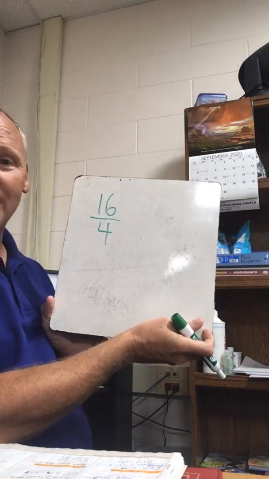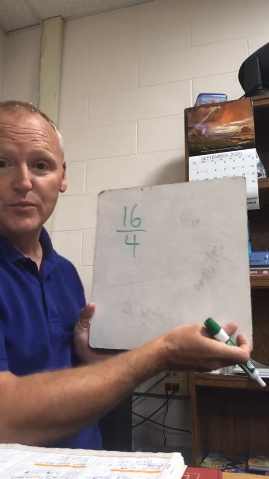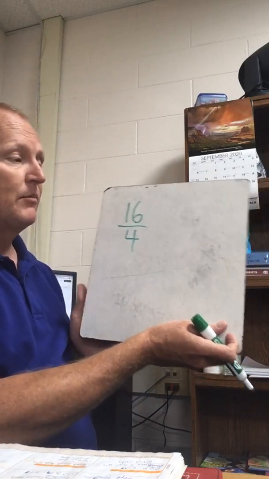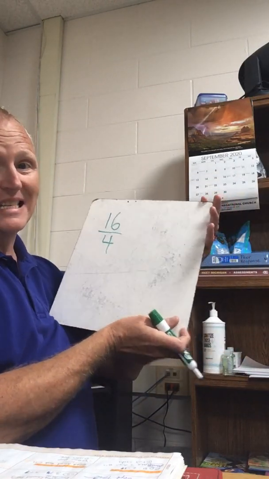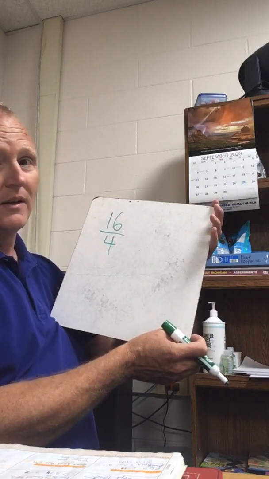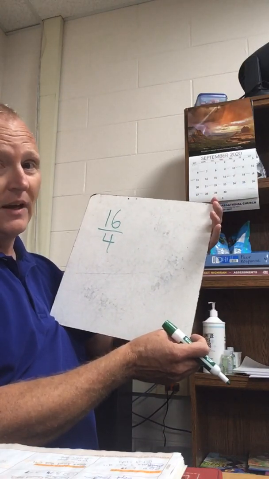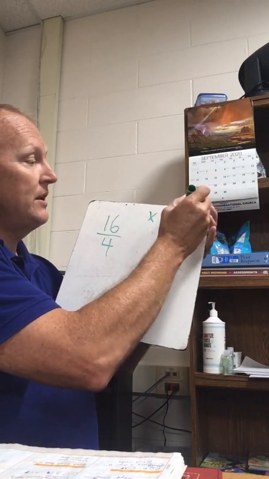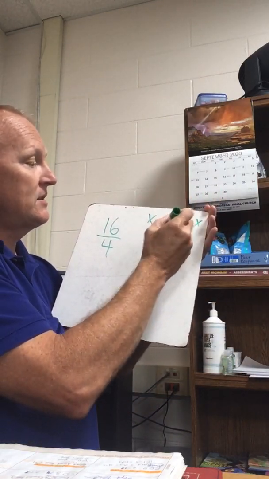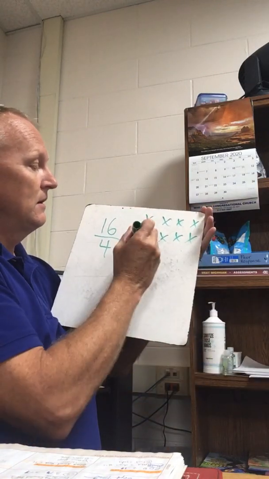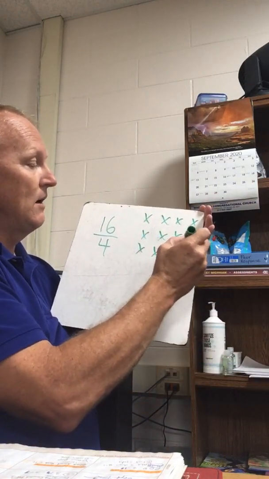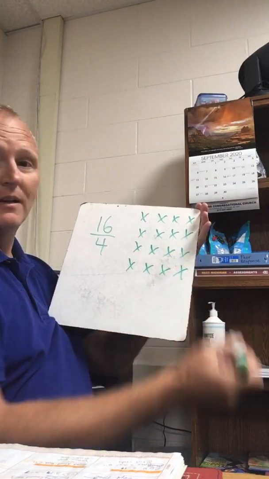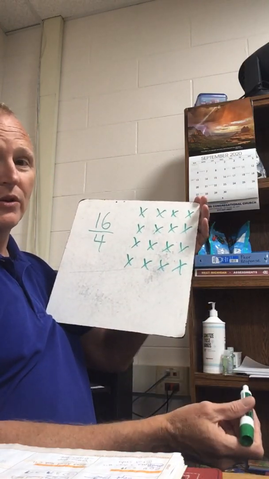This is 16 divided by 4. It's just written differently. It's written as a fraction, and we call this an improper fraction. But what you do is you're going to draw 16 things if you don't know it, and I would suggest rows of 4. That way you can easily circle your groups. So 1, 2, 3, 4, 5, 6, 7, 8, 9, 10, 11, 12, 13, 14, 15, 16. Okay, now circle your groups of 4.